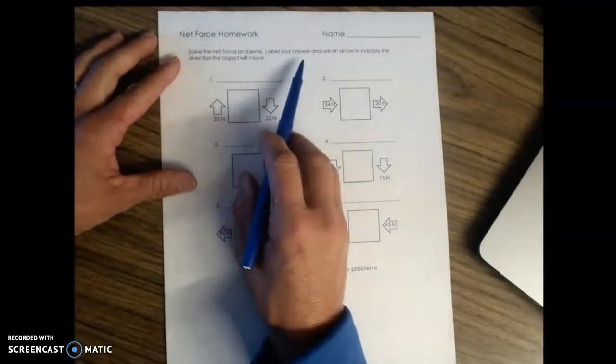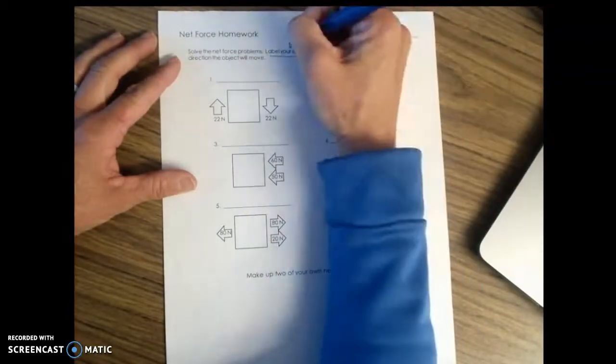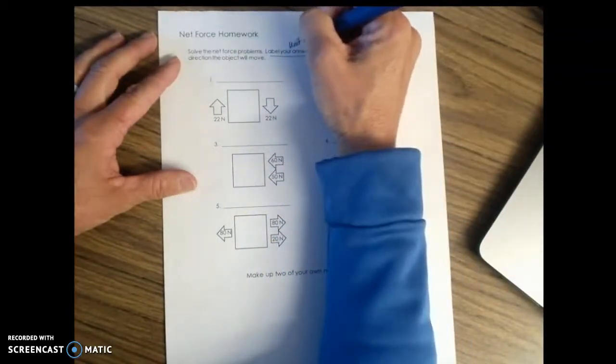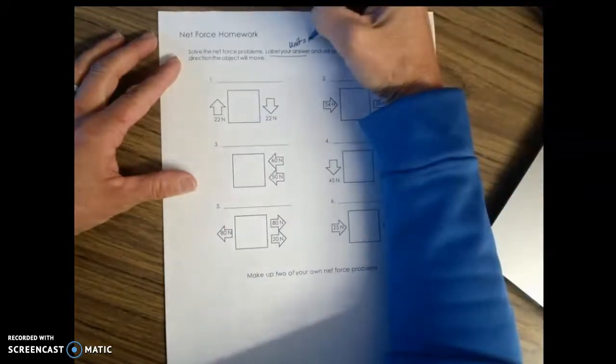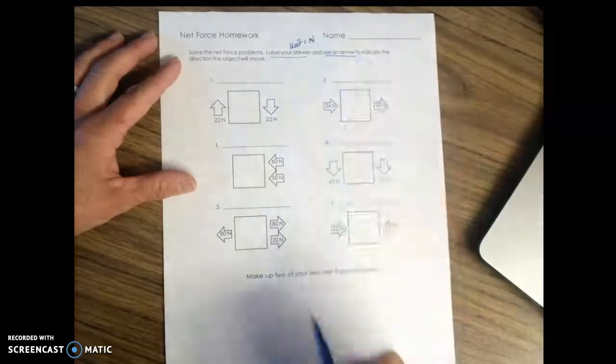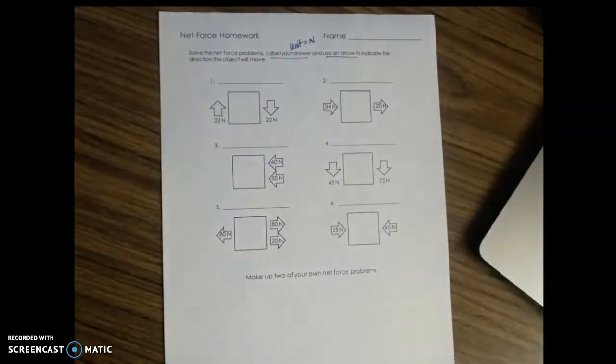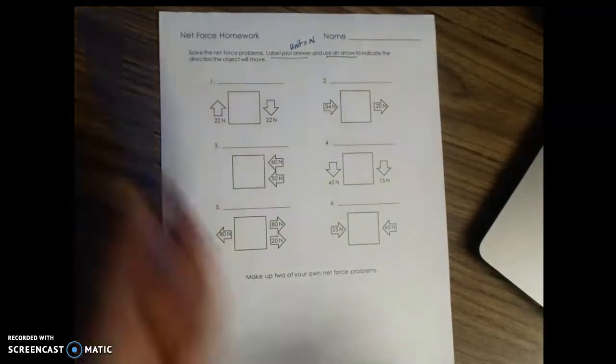Label your answer. Okay, so when we say label our answer, we know that we need to use our unit, which equals N for newtons because we're measuring force, and use an arrow to indicate the direction the object will move. So those are the two things that you have to have with all of your problems.